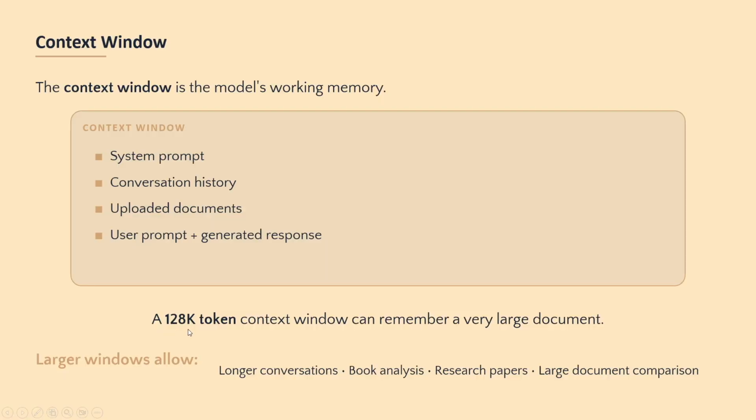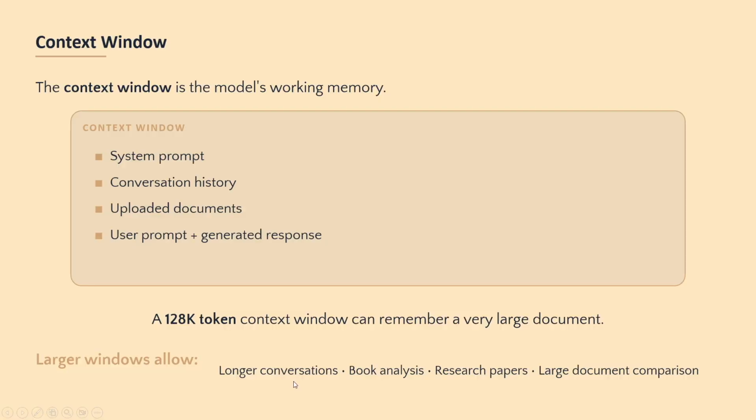So a 128K token context window can remember a very large document. If you have a large context window, then it is better, and you will get better results. So whenever you look for any LLM, look for the largest context window. A large window allows longer conversations. Other use cases can be book analysis, research paper analysis, or document comparison. These are some of the use cases with which you can try out the context window.